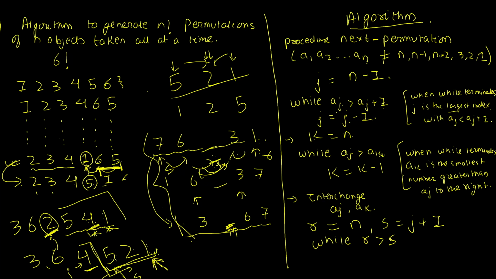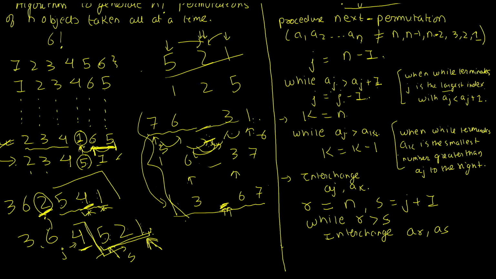So while this is true, I simply want to swap. I want to interchange A[r] and A[s]. Okay, and that means we have already made the swap. All we need to do is to move the markers in. So for r, we'll decrease by 1. For s, we'll increase by 1. We'll say s equals s plus 1, and then r equals r minus 1. And this process will keep happening.